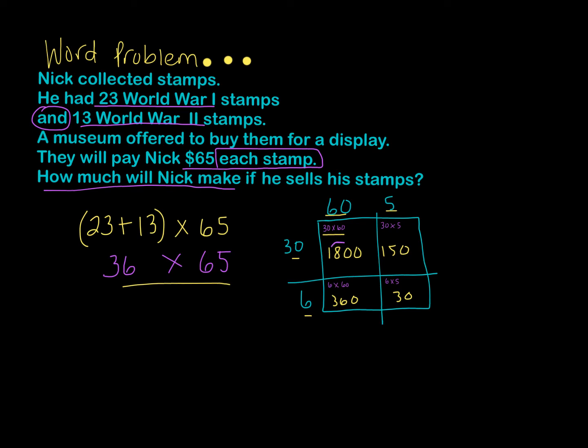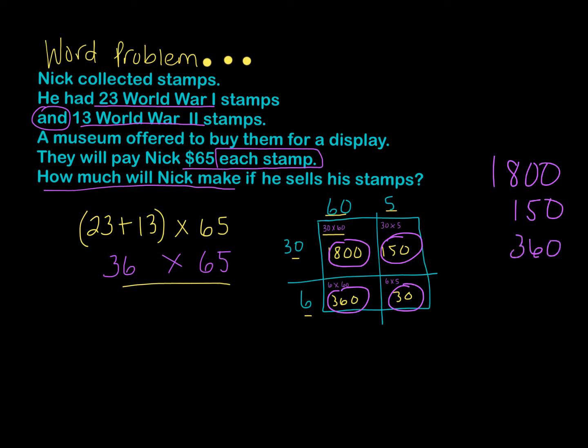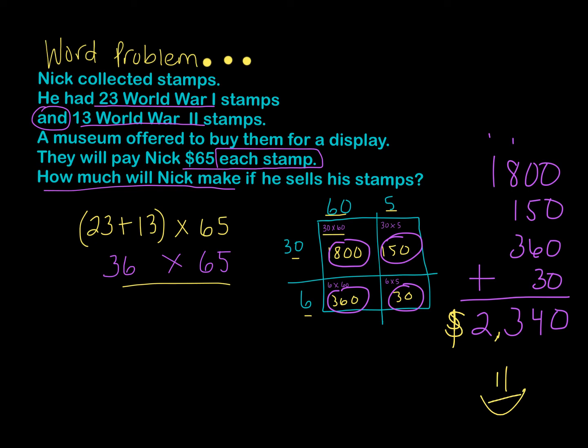I've shrunk it down so we have some room to work. We're going to add up our partial products. 1,800, 150, 360, and 30. $2,340. You better start collecting stamps.